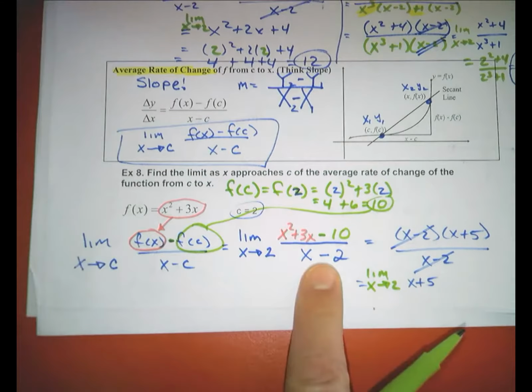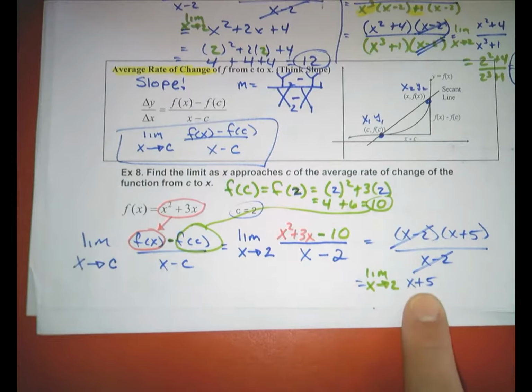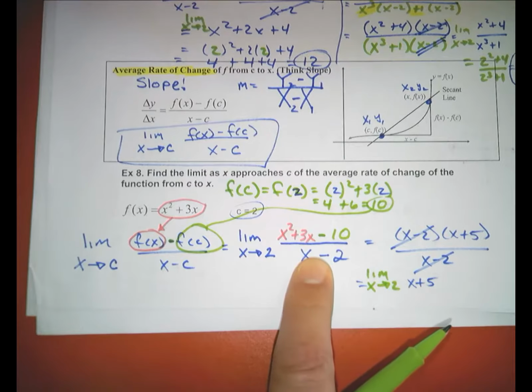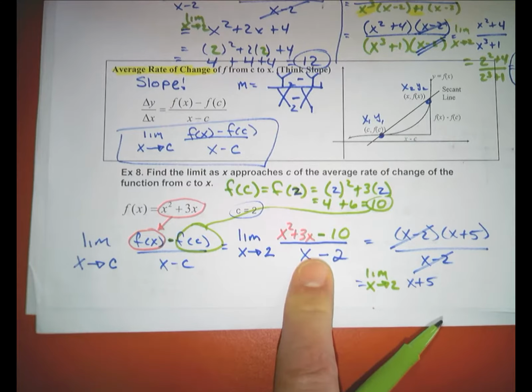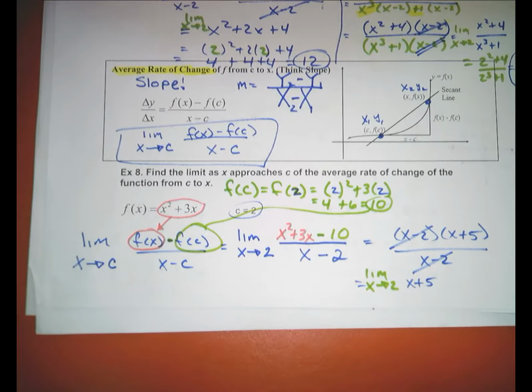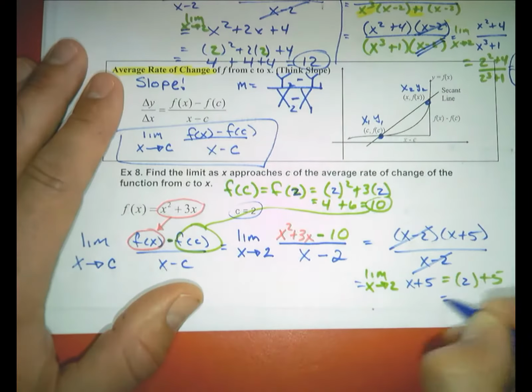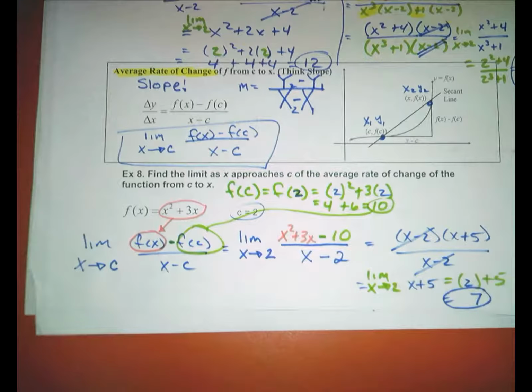Okay, these two graphs are exactly the same. This is a line, and this one is a line that has a hole at 2. Now I can plug it in and find out where that hole is. So we'll go ahead and plug in that 2, and we know 2 plus 5 is 7. So we know the intended height, the limit there, is 7. Okay?